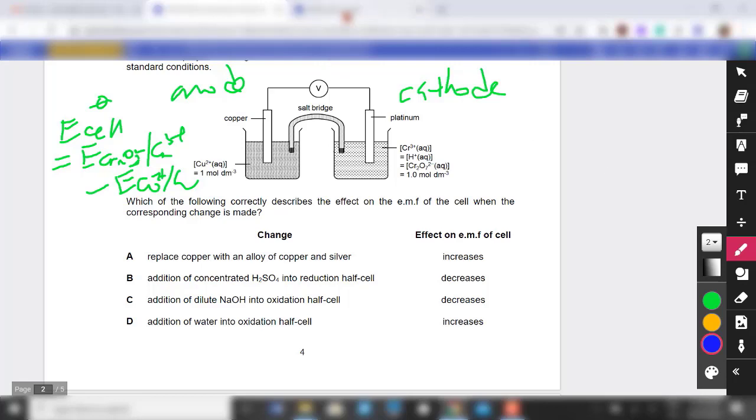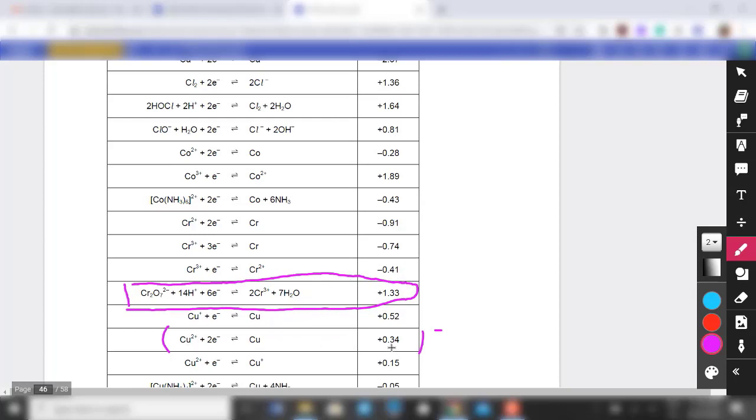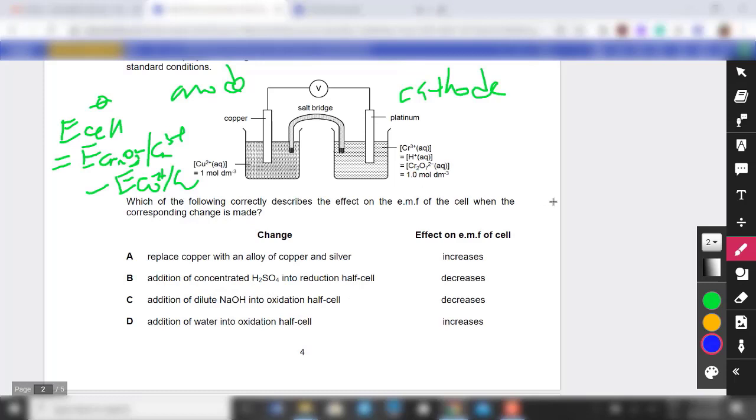Okay, so if you replace it with an alloy of copper and silver, and we take a look at the data booklet, you realize that the reduction potential of silver plus silver, which is 0.8, versus that of copper 2 copper, which is 0.34, is actually bigger. So that means that it is actually harder to oxidize silver as compared to copper. So in that case, we're going to get a larger E oxidation value as compared to copper 2 copper. So you would expect the E cell to decrease rather than increase. Okay, so in that case, option A is incorrect.